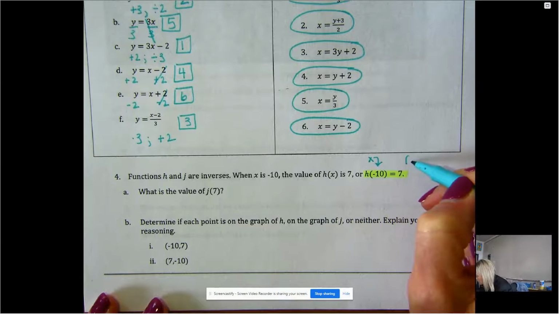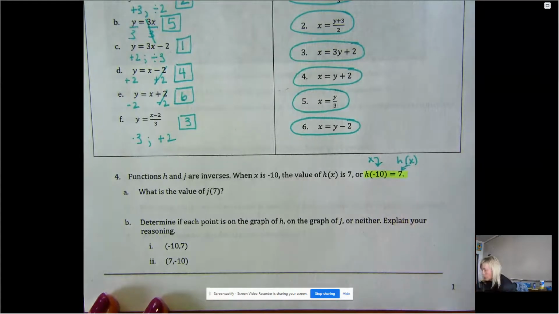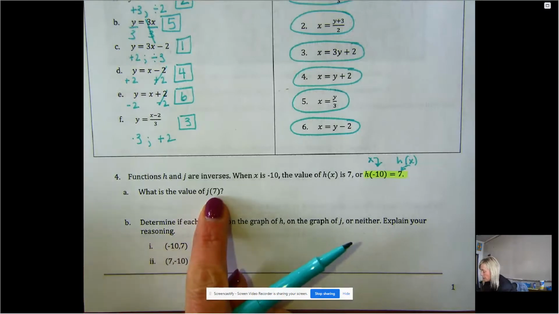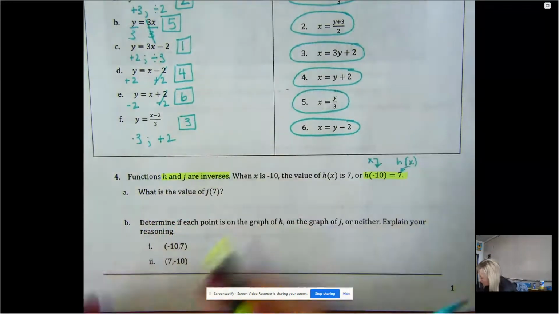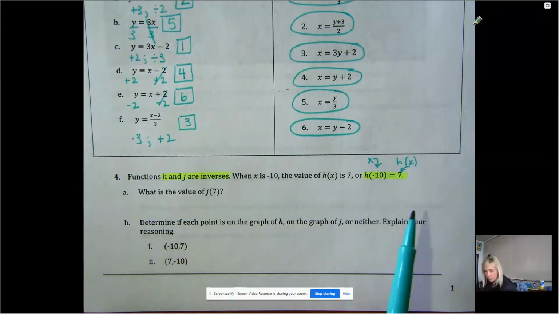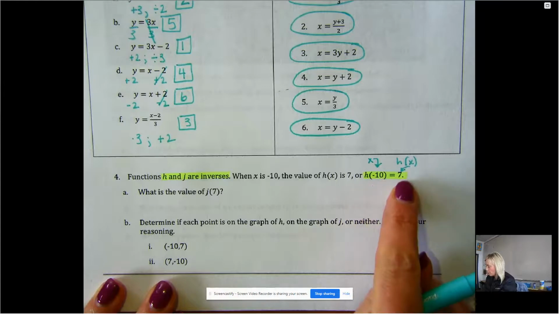h of x is 7. Okay, when x is negative 10, h of x is 7. So then what is the value of j of 7? Well, if h and j are inverses, then what happens is that at every single ordered pair for that original function, the inverse has the opposite input and output. So in function h, when negative 10 is the input, 7 is the output.